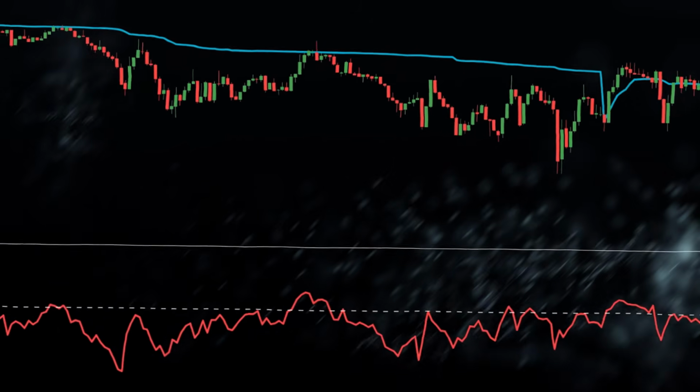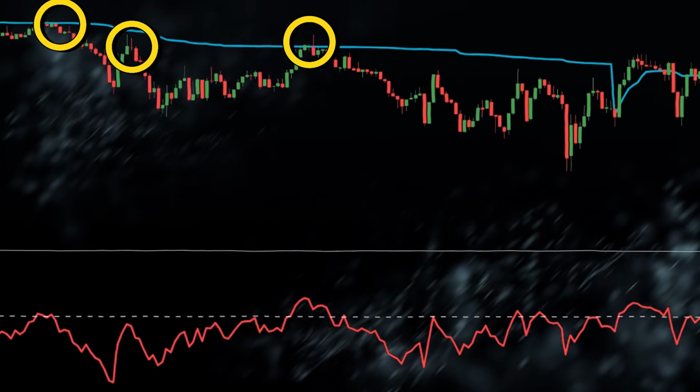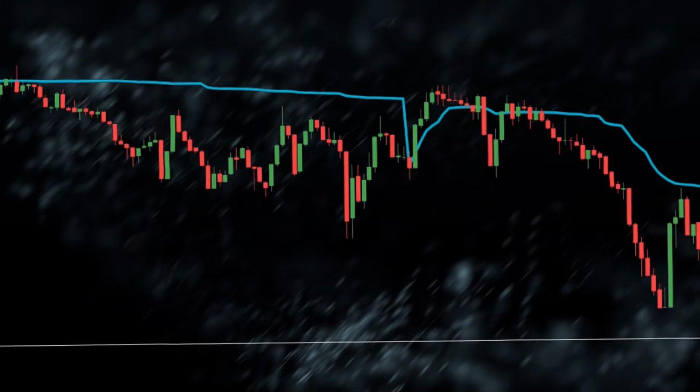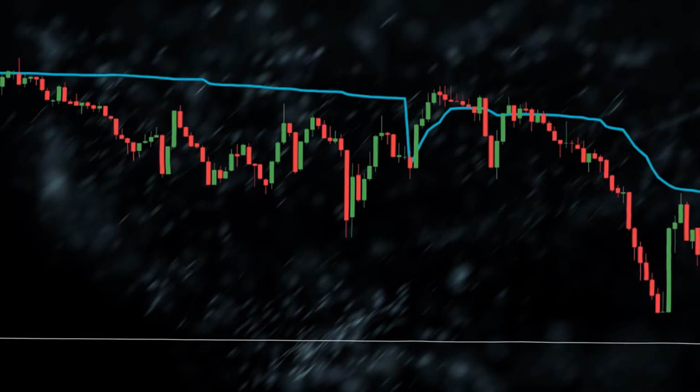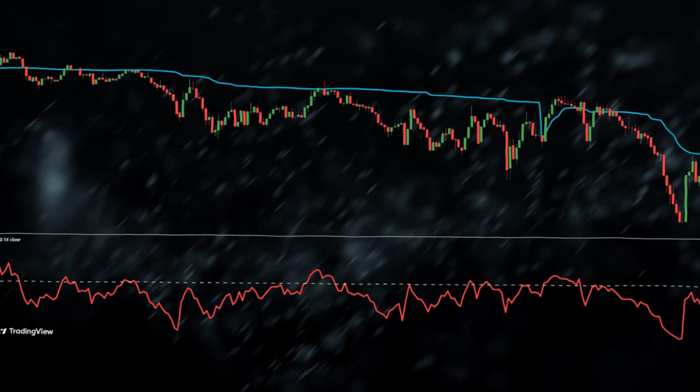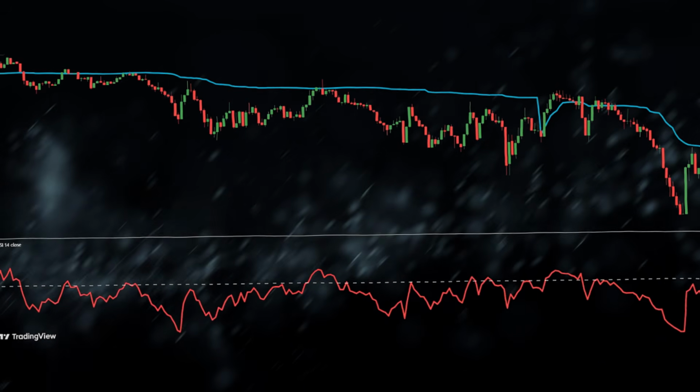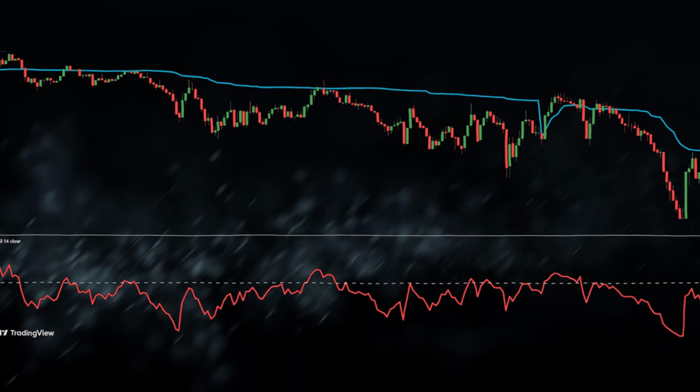Take a quick look at this chart. See how the price reacts to this blue line. Sometimes it goes up very fast, sometimes it drops down quickly. You might think this is some complicated moving average or a secret indicator, but it's not even close.